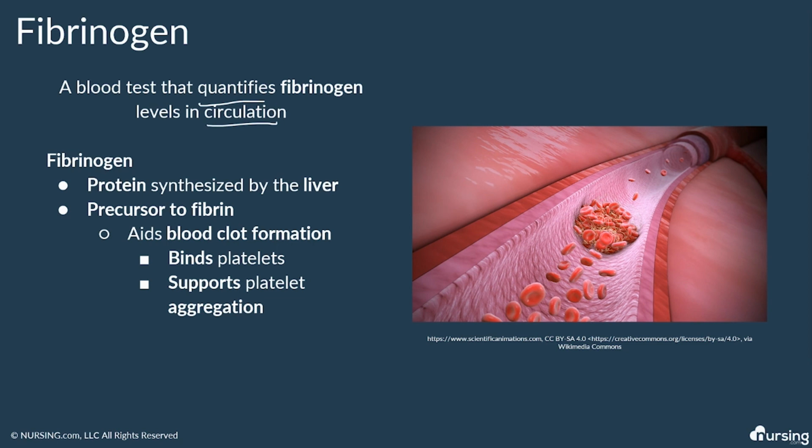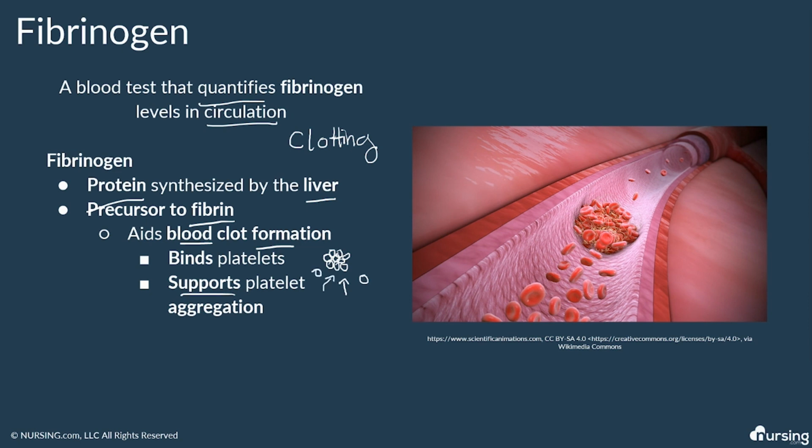And what is fibrinogen? It's a protein that's synthesized in the liver, and it's part of the clotting cascade. It's a precursor to fibrin. And what it does is that it aids in blood clot formation. So it actually binds the platelets together so that it can start to form a clot. And it supports platelets coming in to the site.